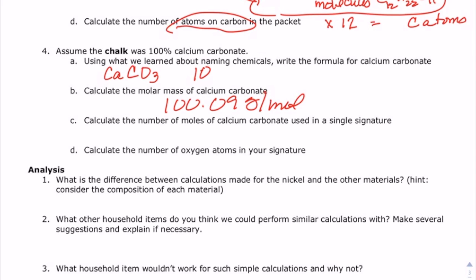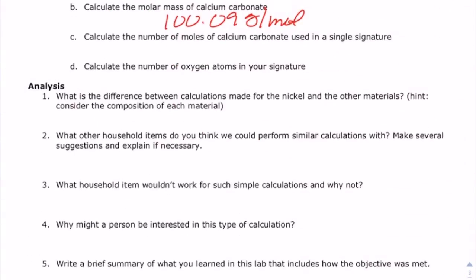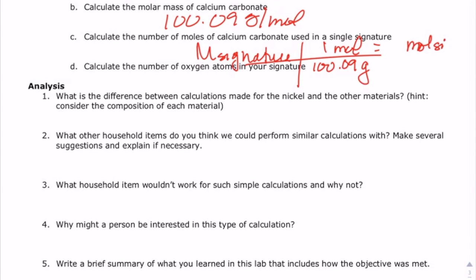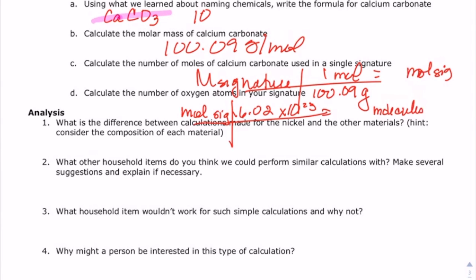Calculate the number of moles of calcium carbonate used in the signature. So you're going to take your value from up here, that mass of the signature, divided by 100.09 grams in 1 mole, will give you moles of signature. And then calculate the number of oxygen atoms. So now we're going to have to convert to molecules. So we're going to take the moles of the signature and multiply that by Avogadro's number. That will give us molecules, and just like before, how many oxygens are in one calcium carbonate? There are 3, so we'll multiply by 3 oxygens in every 1 molecule. Molecules cancel and we'll end up with atoms.